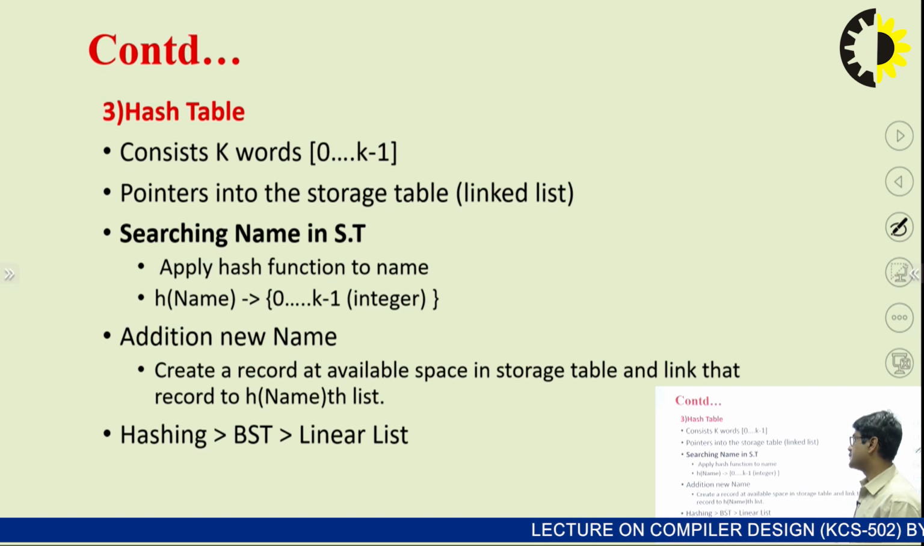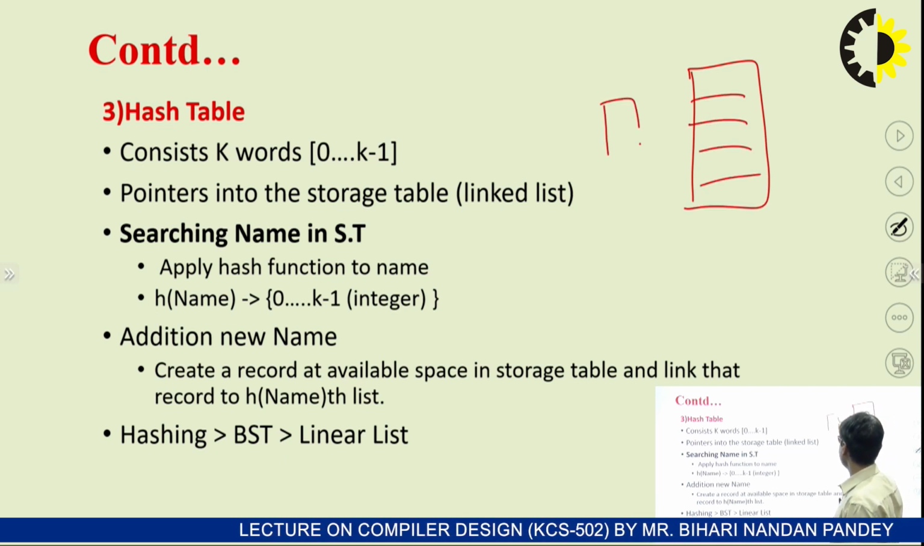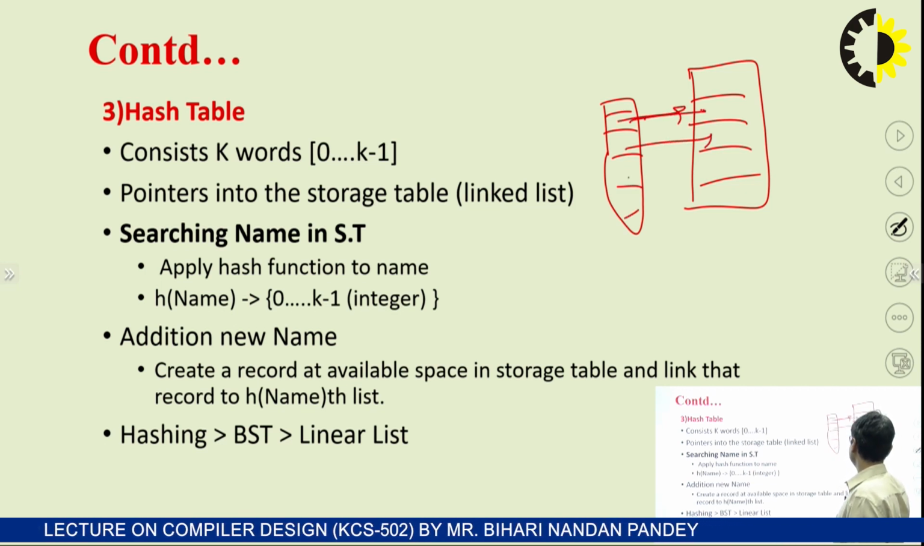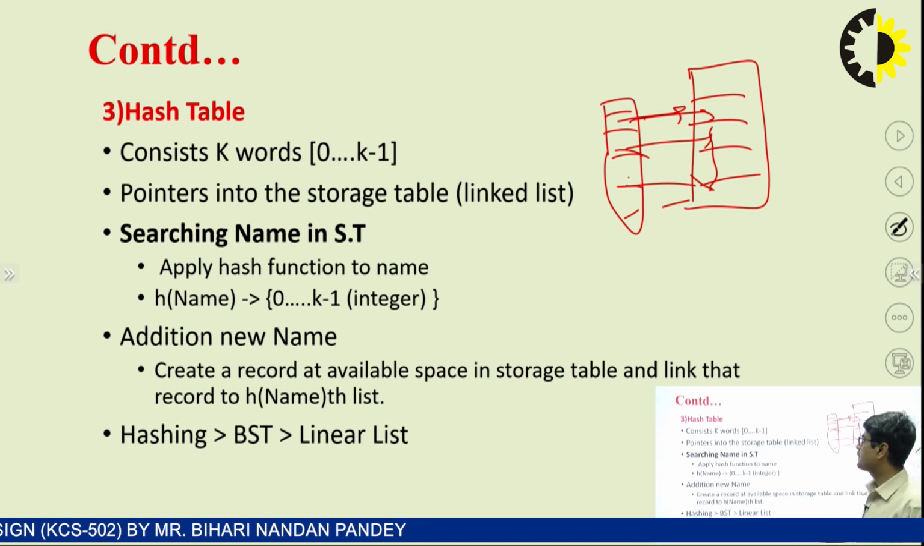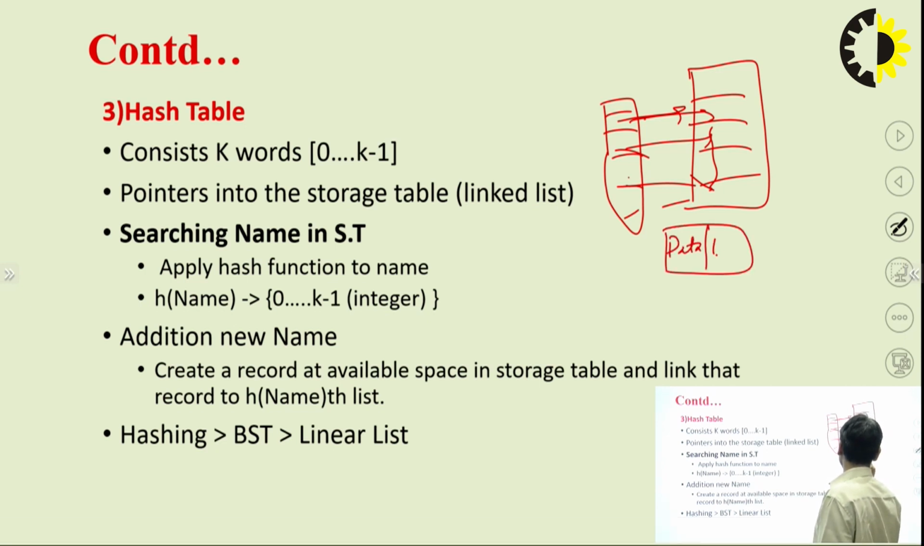Next one is the hash table. It is a very strong data structure for storing data, because there is a table and a hash index is used, and this hash index is directly connected with the particular values, so you can access and find the data fast. It would consist of k words, 0 to k minus 1, then pointers into the storage table, where linked lists are used. A linked list has data and a link, so this link is associated with that.